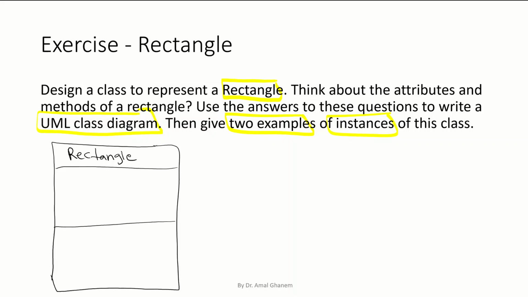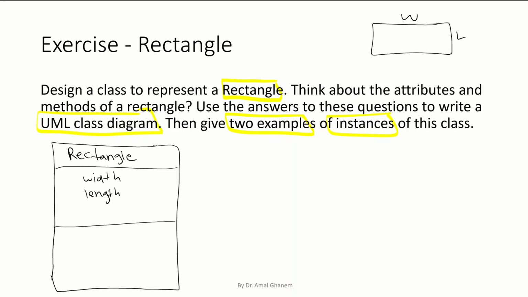In the middle section, I have to think about suitable attributes. So we know that this class will represent a rectangle. Usually for a rectangle, what do we have? We just have the width and the length. So it means that these are the attributes we will have. So I will have an attribute, I will call it width. Another attribute, I will call it length.